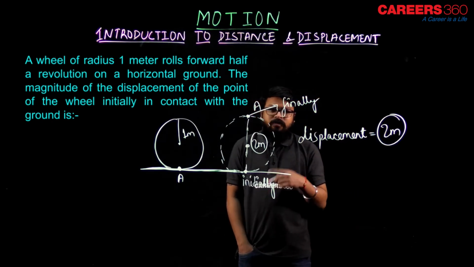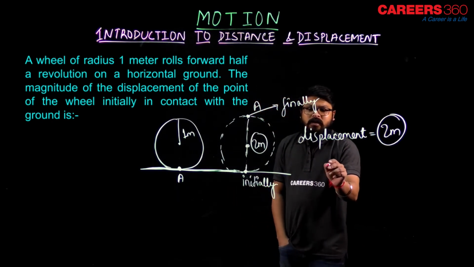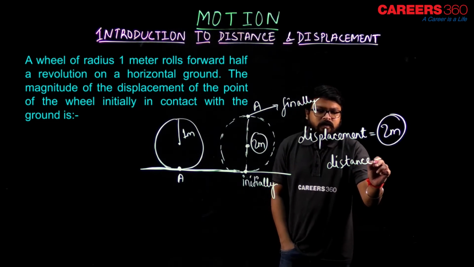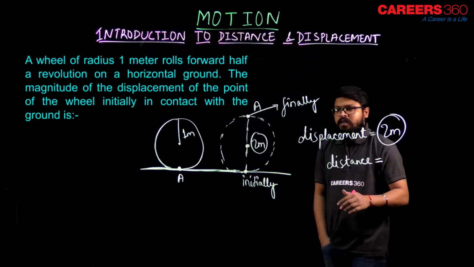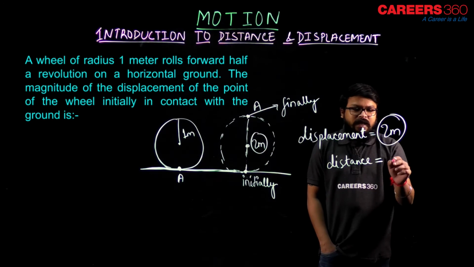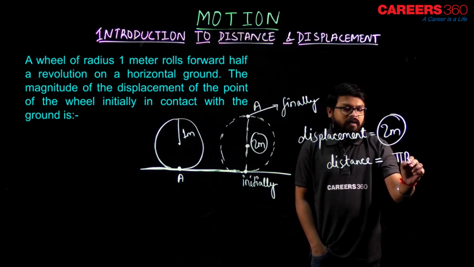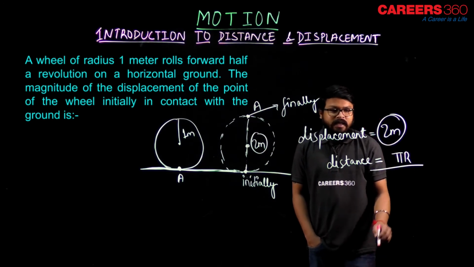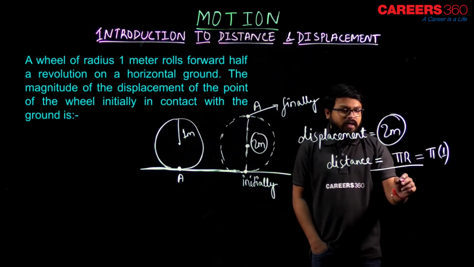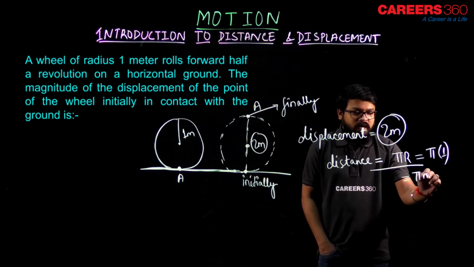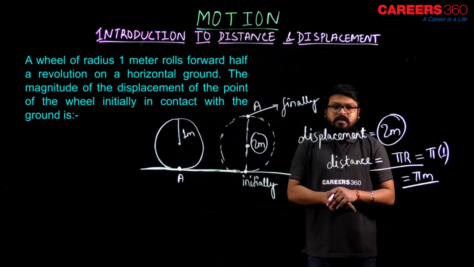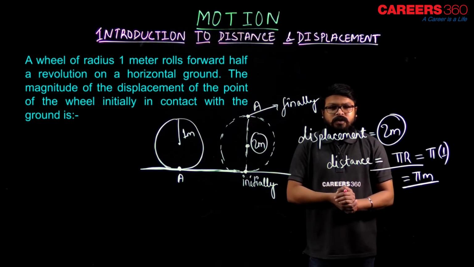And over here if I ask you in addition, what is the distance travelled by the point A which was initially in contact with the ground, that is half the circumference of the wheel, and that is nothing but pi r, that is simply pi into 1, that is pi meter. Can we say that? Of course we can. So, I hope that is clear to you. Now, let us see one more question.